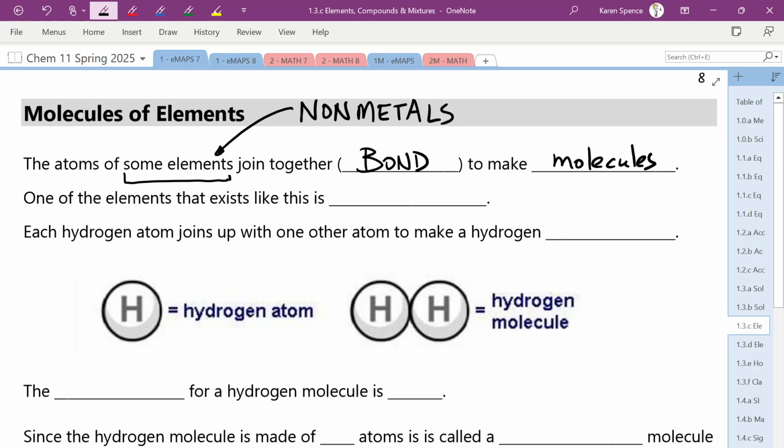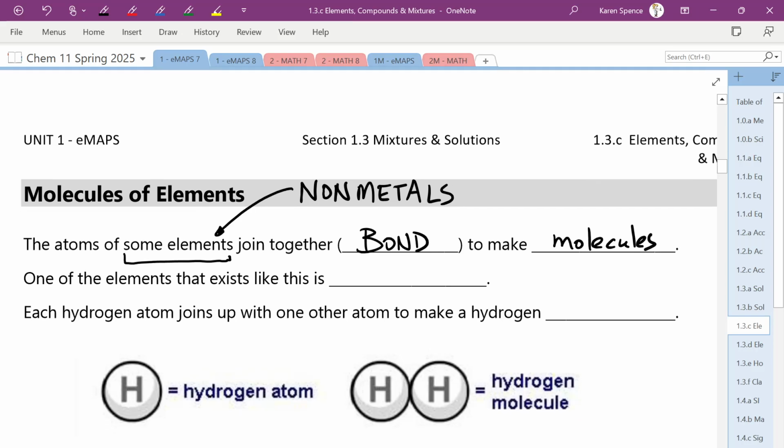Compounds, is it used for everything? No, compounds are exclusively if you have two or more elements joined together by bonds. It can be used to designate molecules as well. But not all molecules are compounds and not all compounds are molecules. We'll get to that later, okay? Don't stress about it right now, okay?